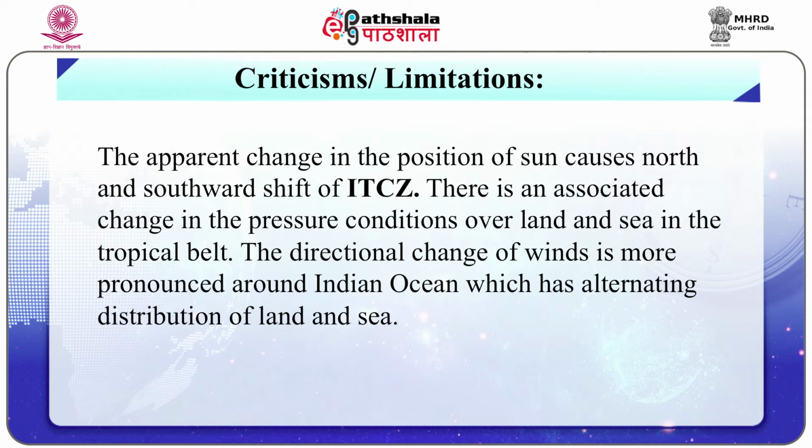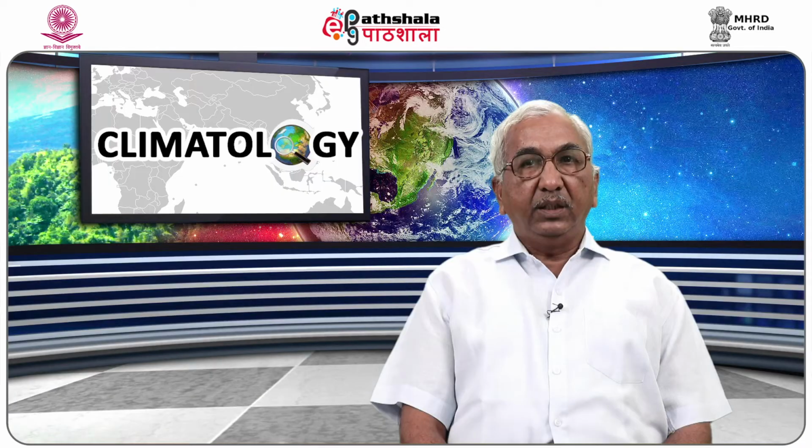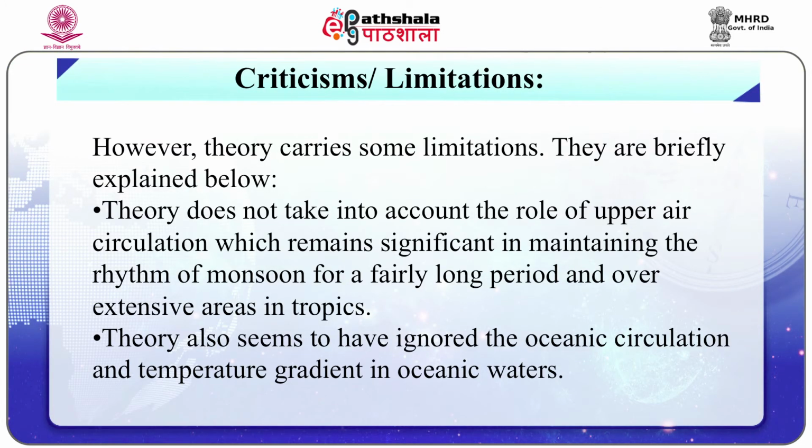The apparent change in the position of the sun caused north and southward shift of ITCZ. There is an associated change in the pressure condition over land and sea in the tropics belt. The directional change of wind is more pronounced around the Indian Ocean, which has alternating distribution of land and sea. The theory has a scientific significance in explaining the origin of southwest and northwest monsoon in association with the movement of planetary trade winds. However, the theory carries some limitations. They are discussed as such.